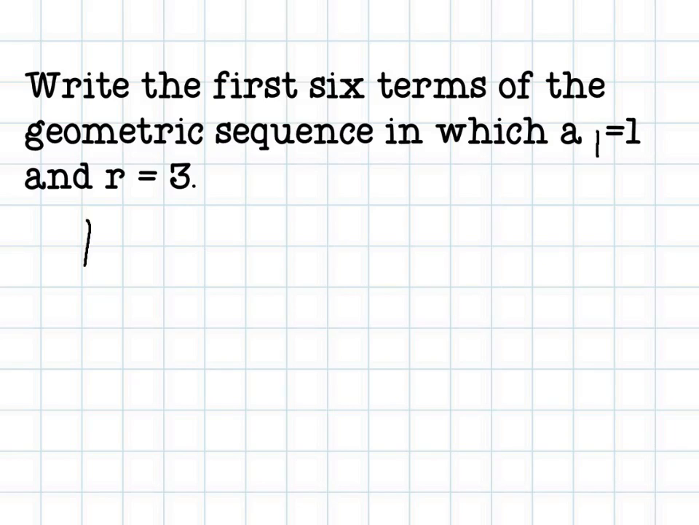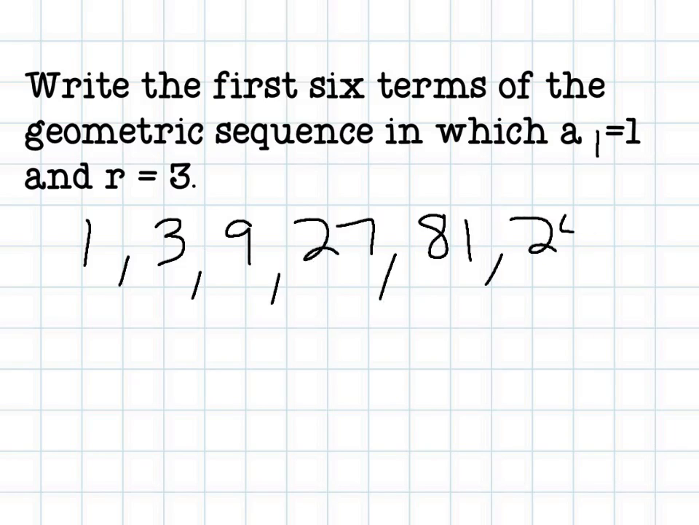So our first term is 1. We multiply it by 3, we get 3. Multiply it by 3, we get 9. Multiply it by 3, we get 27. Multiply it by 3, we get 81. Multiply it by 3, we get 243. That would be the first 6 terms in this sequence.